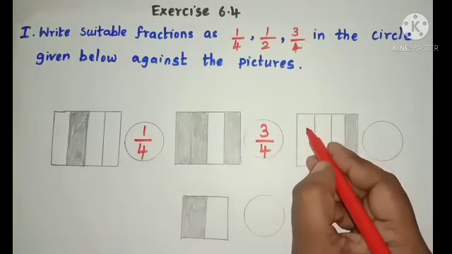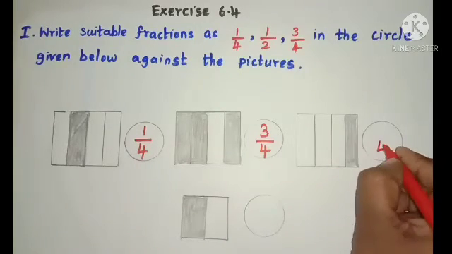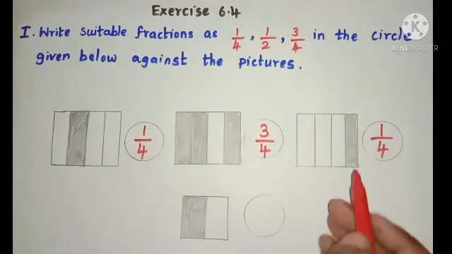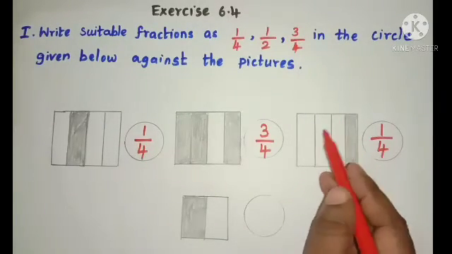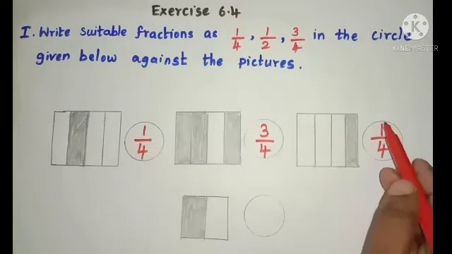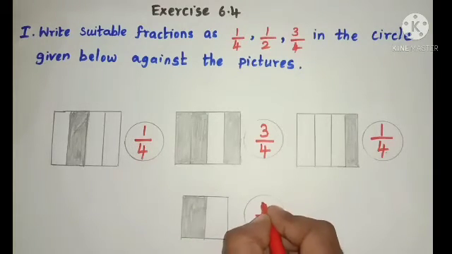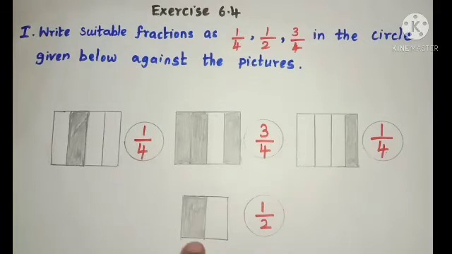And here children, total number of parts is 4 and the shaded portion is 1. So the fraction of shaded portion of the square is 1/4, quarter. And here 1, 2. There are 2 equal parts. The square is divided into 2 equal parts and 1 part is shaded. So the fraction of shaded portion is 1/2.